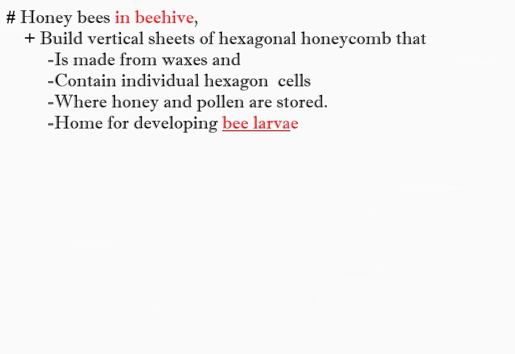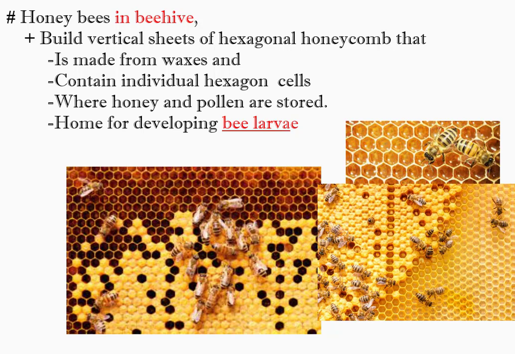Honeybees in their beehives build vertical sheets of hexagonal honeycomb, which is made from wax secreted by glands in the abdomens of worker bees.